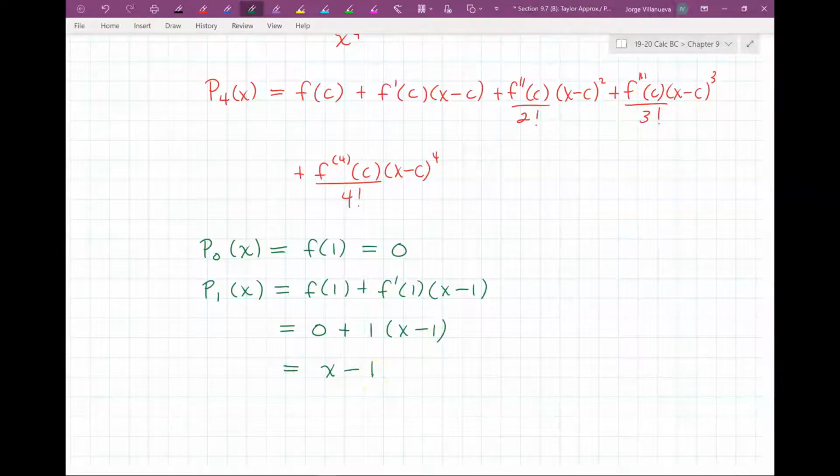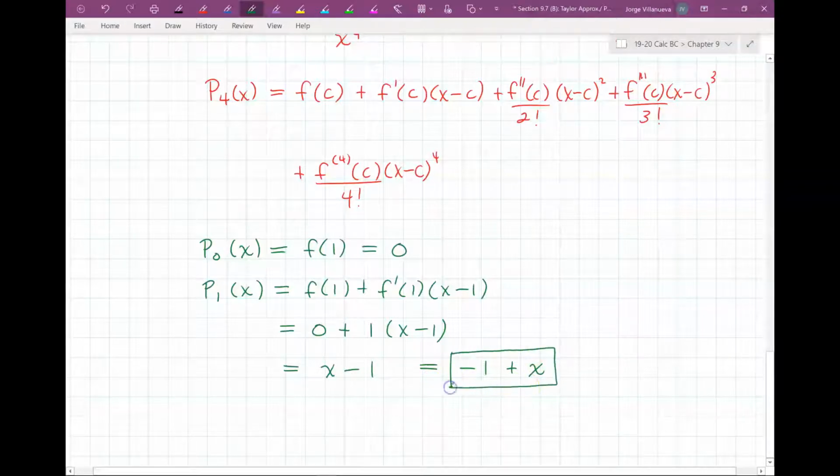Now, a lot of times with Taylor polynomials, they like to have these things in ascending order, which means they would prefer your answer to look like this. Start with your coefficient if you have one, and then go with your variables in order. So there's that one.